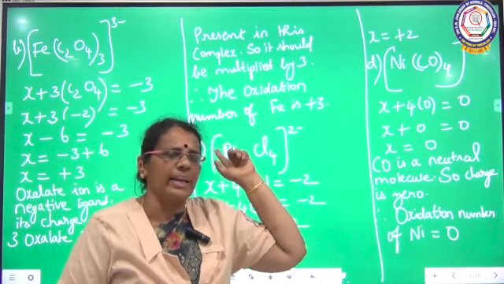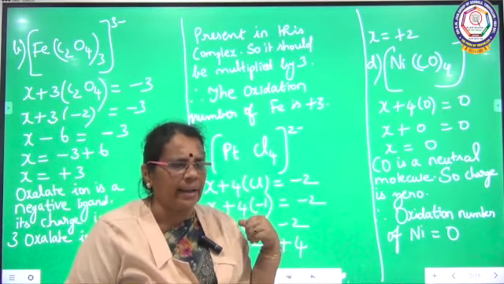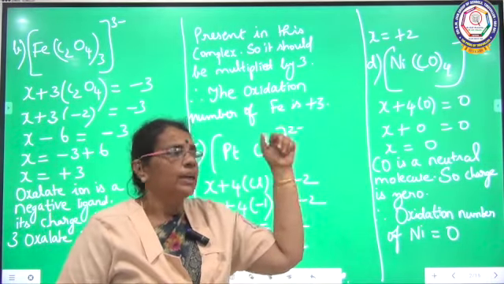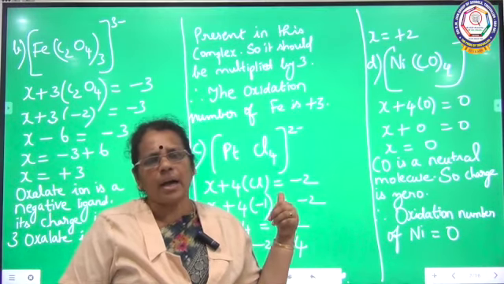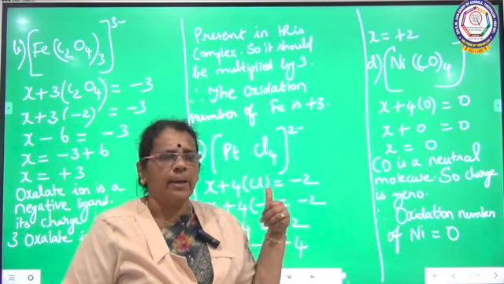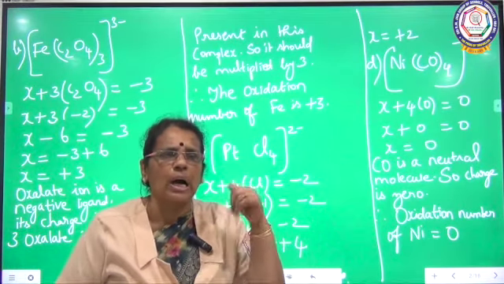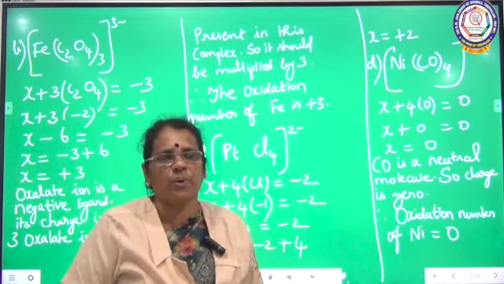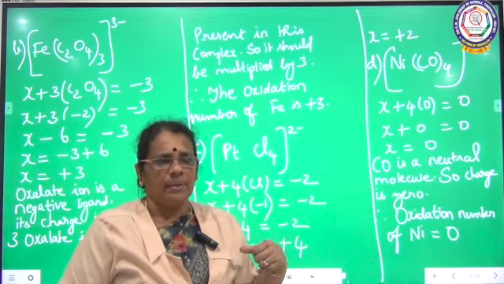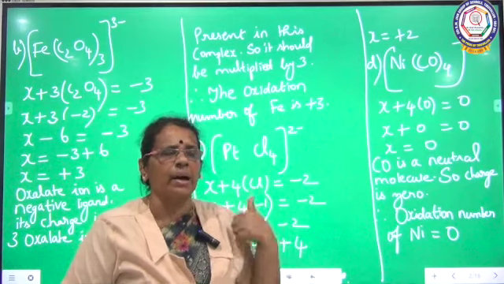So I have given examples for cationic, anionic. Now we are going to say neutral complex. The very familiar example is nickel tetracarbonyl. So here nickel is bonded with 4 carbon monoxide. See the charge of the complex. There is no charge over the complex ion here. So it is a neutral complex.